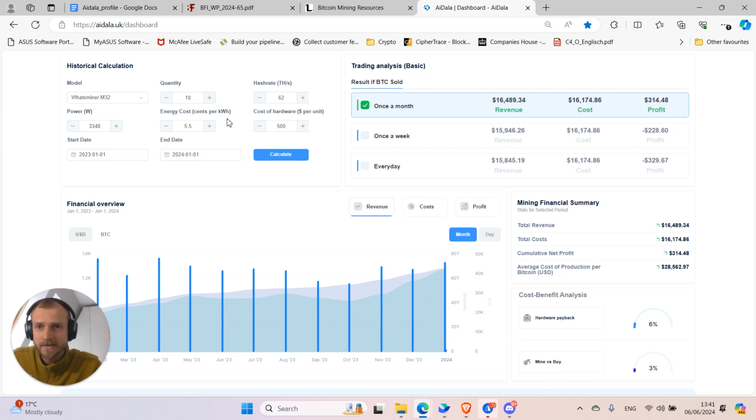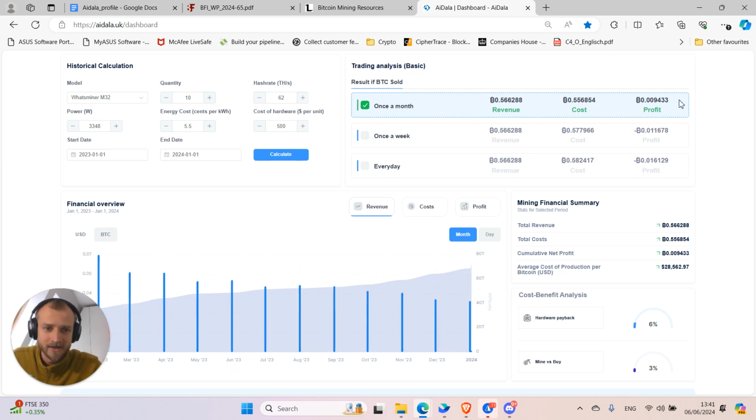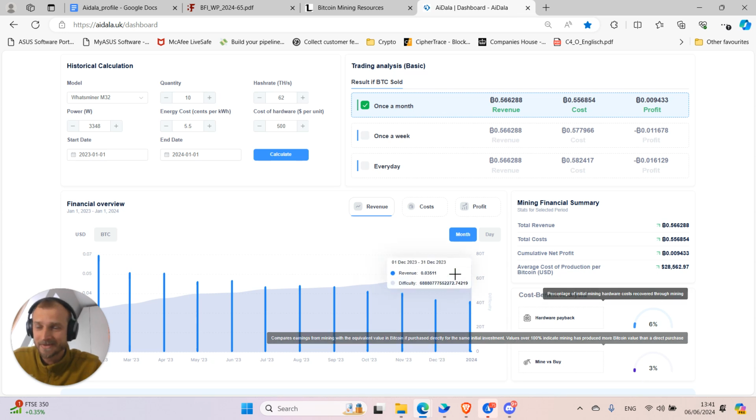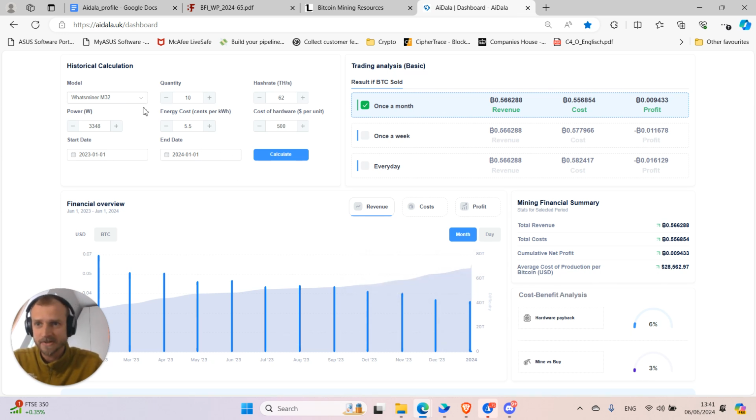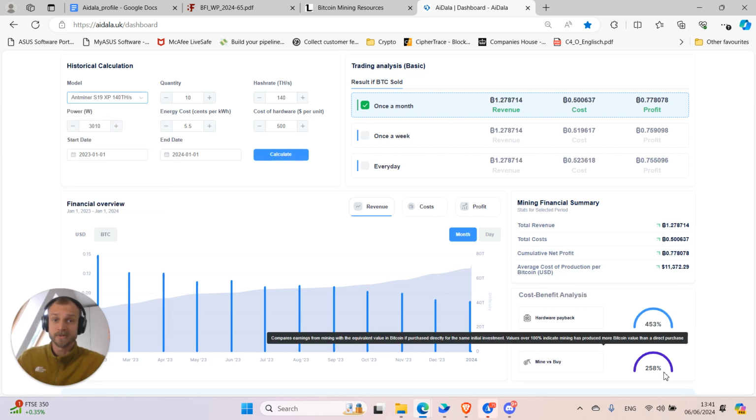Mine versus buy is you're taking the same $5,000 and compare it with the Bitcoins you would have bought on the 1st of January 2023 versus the Bitcoins which you have mined. And again, with this particular model, it's not that impressive. But of course, this is just because it is a very inefficient model. So if you select this one, you have a completely different output.